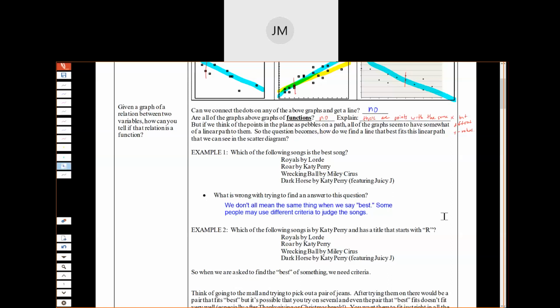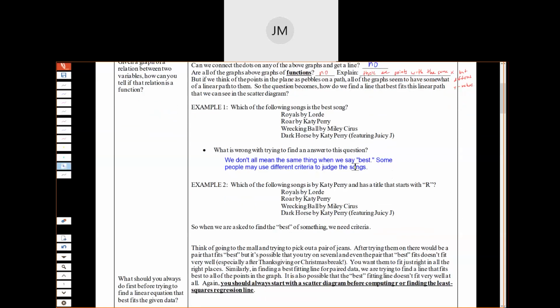But the problem is that if you're just saying, well, this one sounds the best to me, and I say, well, this one sounds the best to me, that's still different criteria, right? Even which one sounds the best isn't right. All right, let's look at the same list of songs and say, okay, which of the following songs is by Katy Perry and has a title that starts with an R? That's one that I think we can all agree on, right? We could say there is one song on this list that meets those criteria. Okay, so there we can be clear and we can all agree.